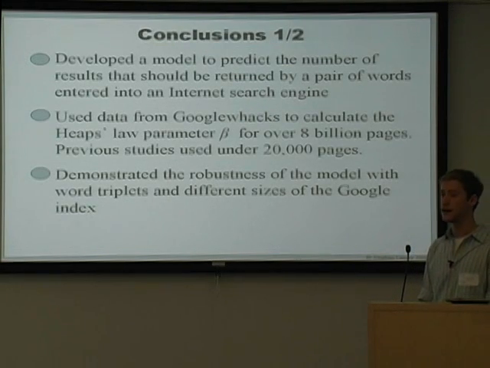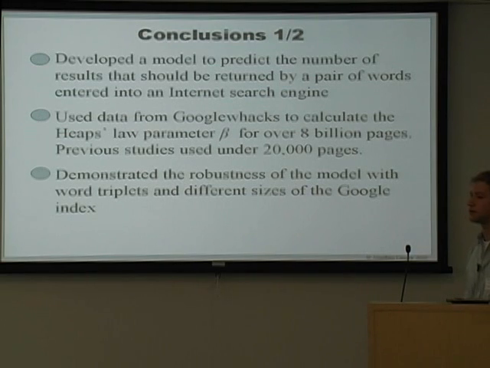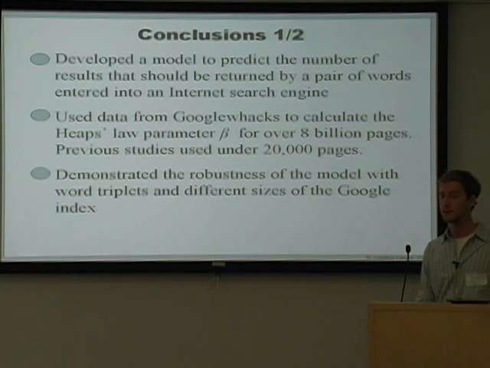To conclude, I developed a model to predict the number of results that should be returned by a pair of words entered in any internet search engine, based on the number of results when you search for the words individually. I used the data from Googlewhacks to calculate the Heaps law parameter beta for over 8 billion pages when previous studies used far less, and in a very short amount of time. I demonstrated the robustness of the model with word triplets and with different sizes of the Google index.